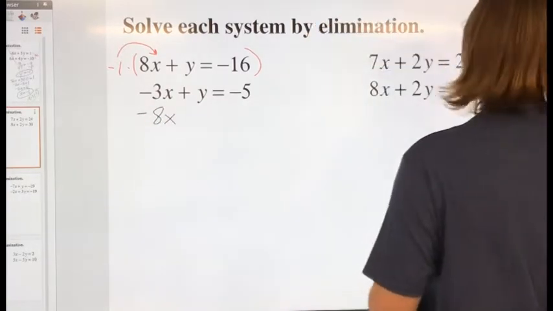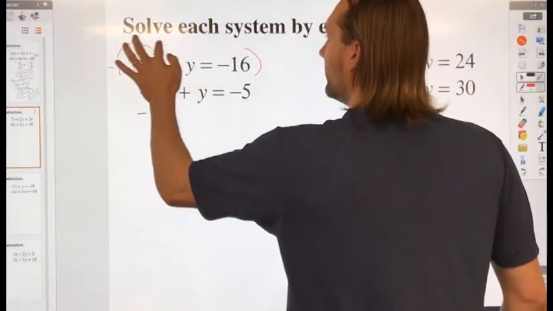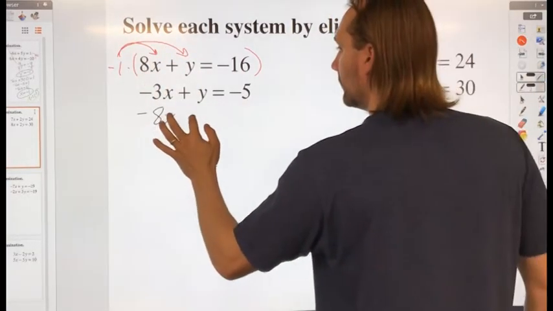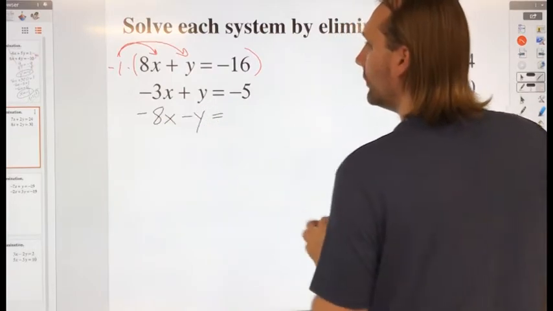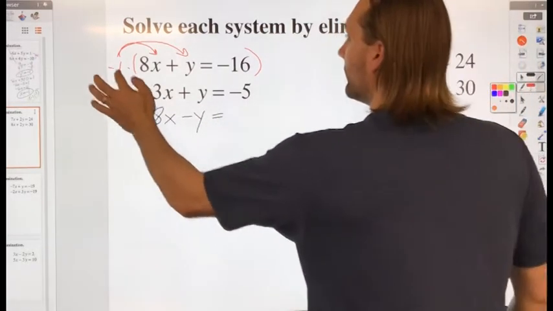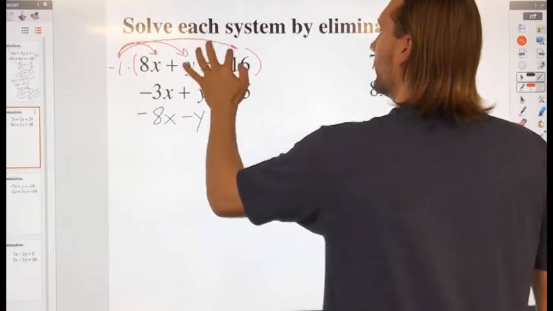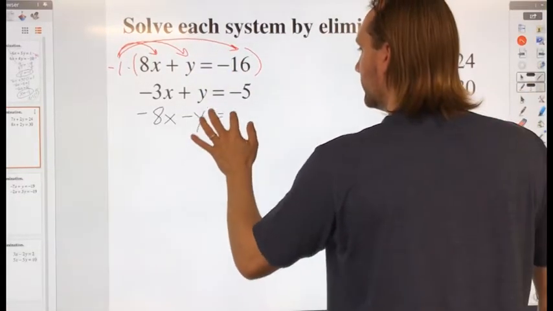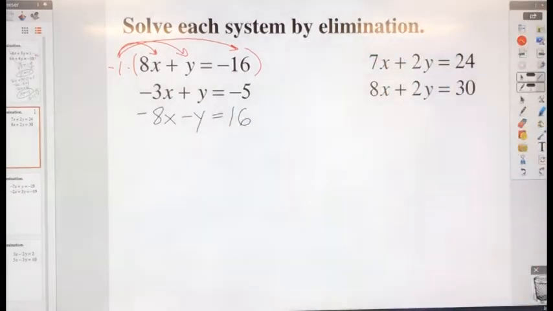There we go. The negative 1 times y gives me what I'm looking for, a negative y value. Negative y equals, and then last but not least, I also have to multiply it to the number on the other side of the equals. That's going to give me a plus 16.